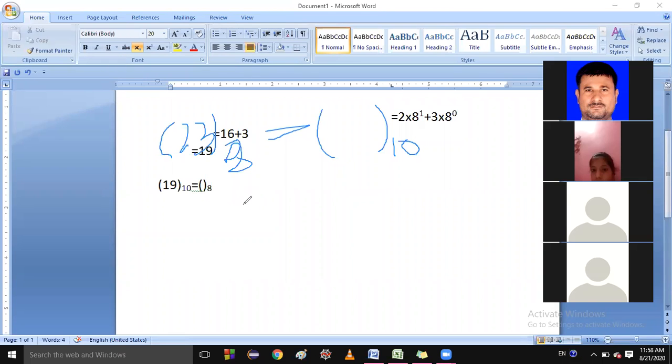Okay, students, how will you do it? You make this one, and you write 19, and you divide it by 8, not by 2, because this is an octal number. How many times does it go? It goes 2 times. And what remainder remains? 3. The remainder will be 3, so 3 will be written over here.